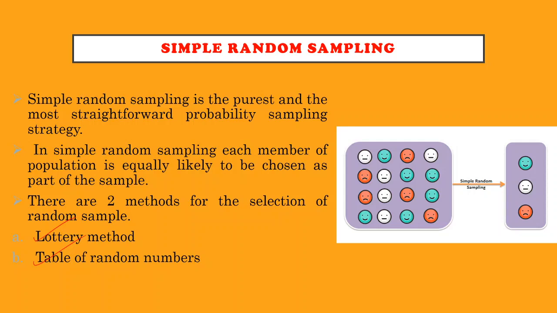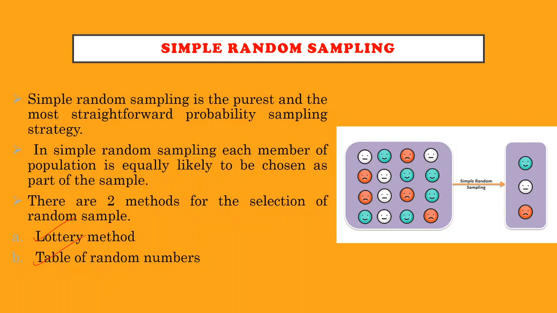There is no chance of bias, so we are not looking at them. We don't know what is written on that paper, but we are just selecting them randomly. That is what lottery method. Then second one is table of random numbers.